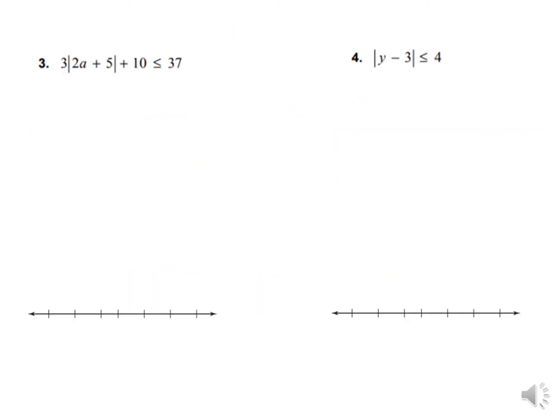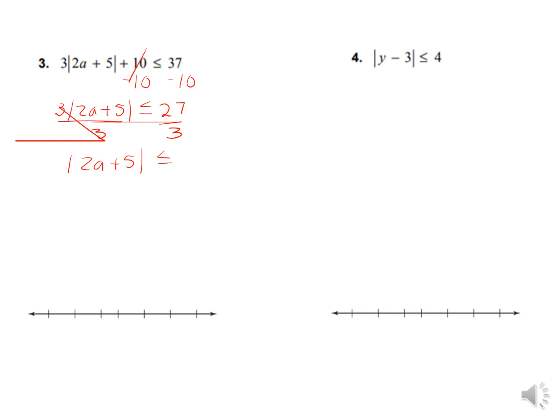Okay, for the next one, we have to isolate our absolute value. So I'm going to subtract 10 from both sides. I get 3 times the absolute value of 2a plus 5 is less than or equal to 27. Divide both sides by 3. I get the absolute value of 2a plus 5 is less than or equal to 9.